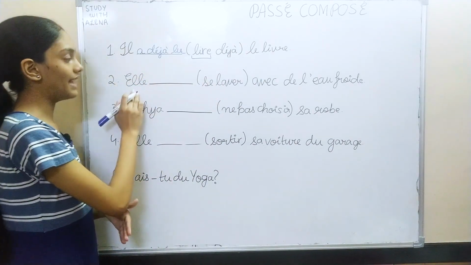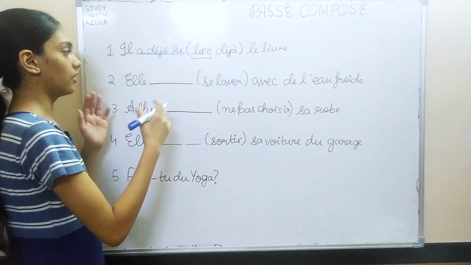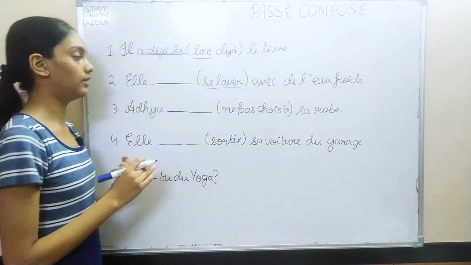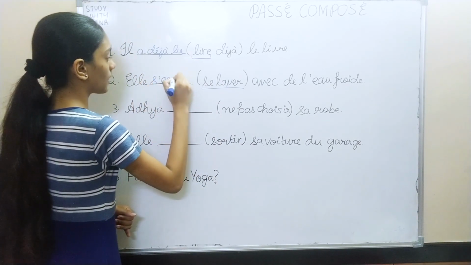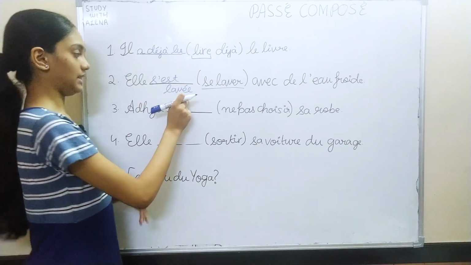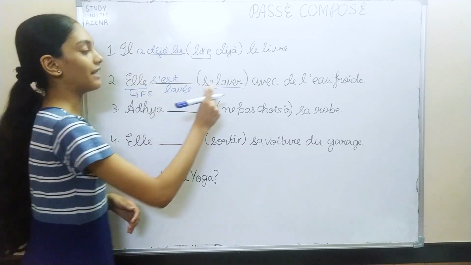Second question, elle se lavait avec de l'eau froide. She took a bath with cold water. So se laver, pronominal verb, so we'll do it with être. So elle s'est lavée. We have added the extra e because our subject is feminine and singular, and we are using the auxiliary être.